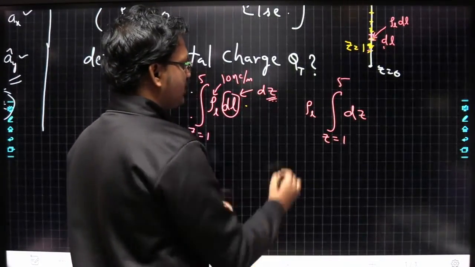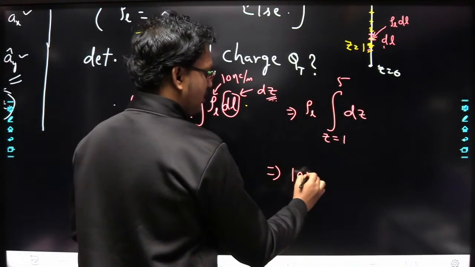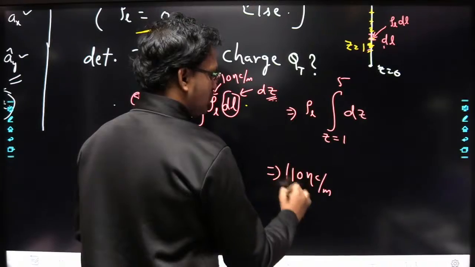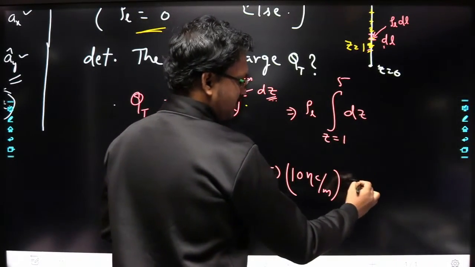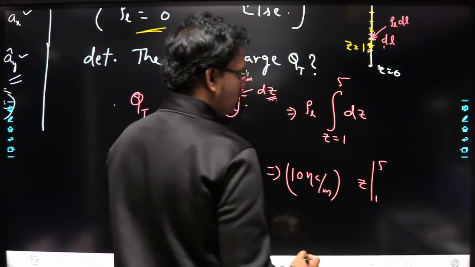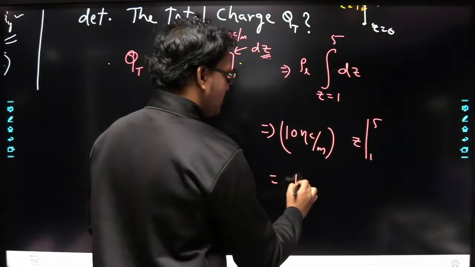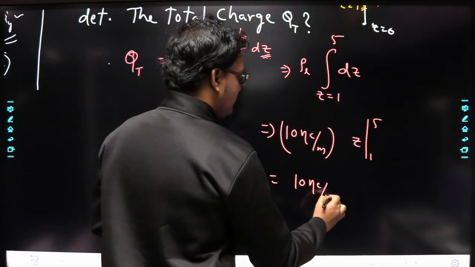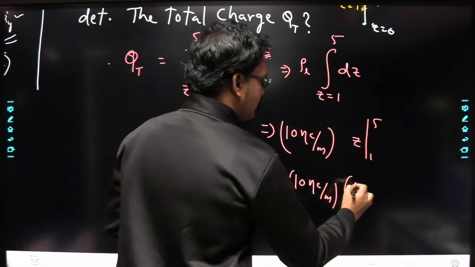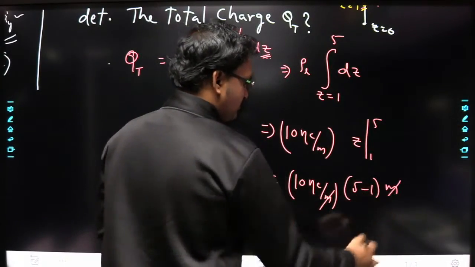From here, rho l is 10 nanocoulomb per meter. The integral of dz is z, and its range is from 1 to 5. If you substitute this, you are going to get 10 nanocoulomb per meter into 5 minus 1 meter. Here meter will get cancelled.